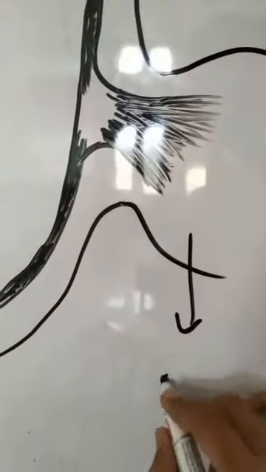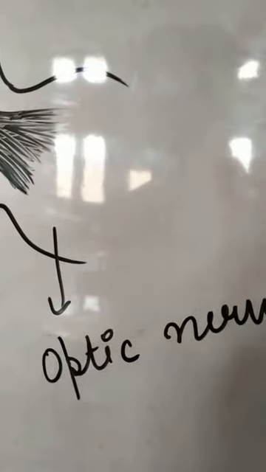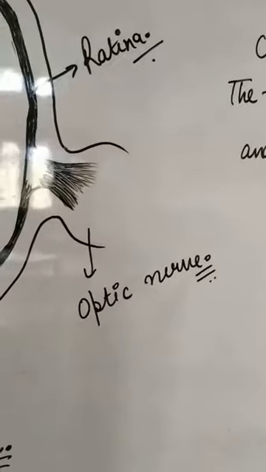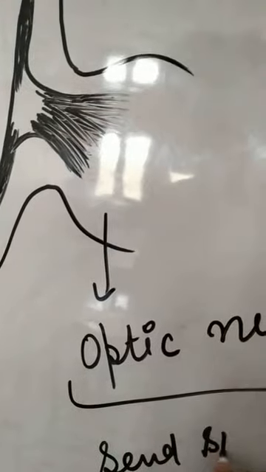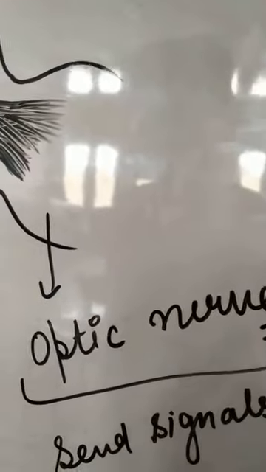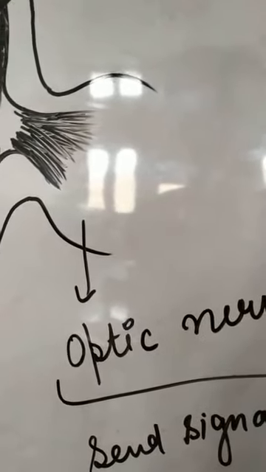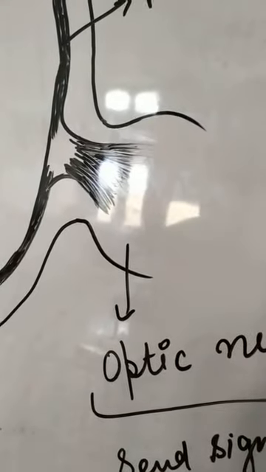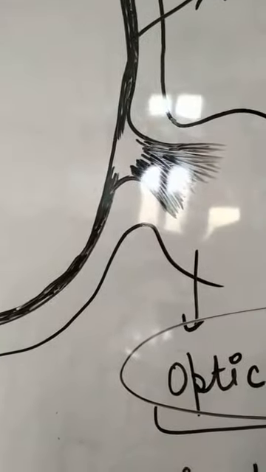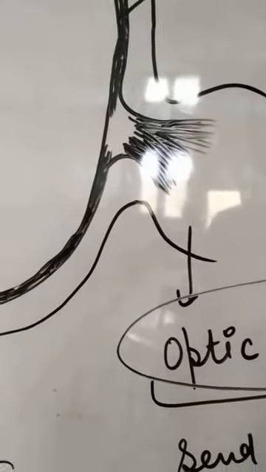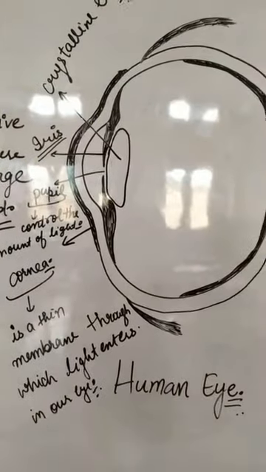And this is called optic nerve. Optic nerve sends signals to the brain. So the signals are sent to the brain via optic nerve. The main function of optic nerve is to send signals to the brain. So these are the parts of our eye.